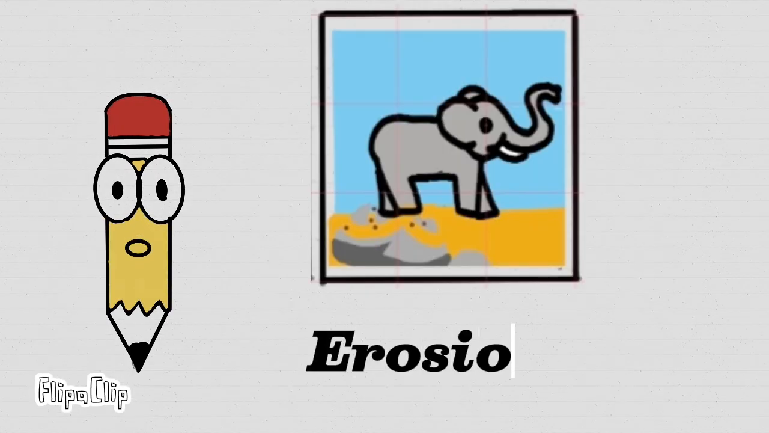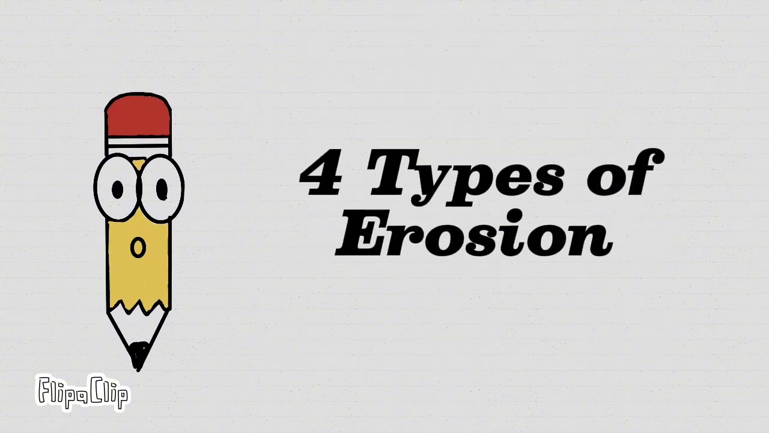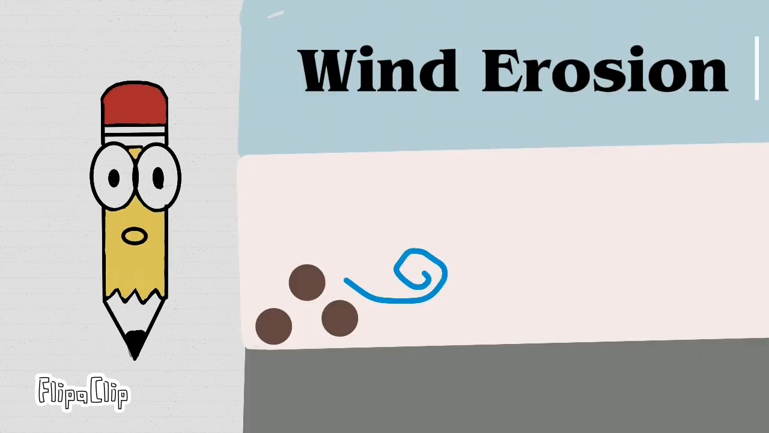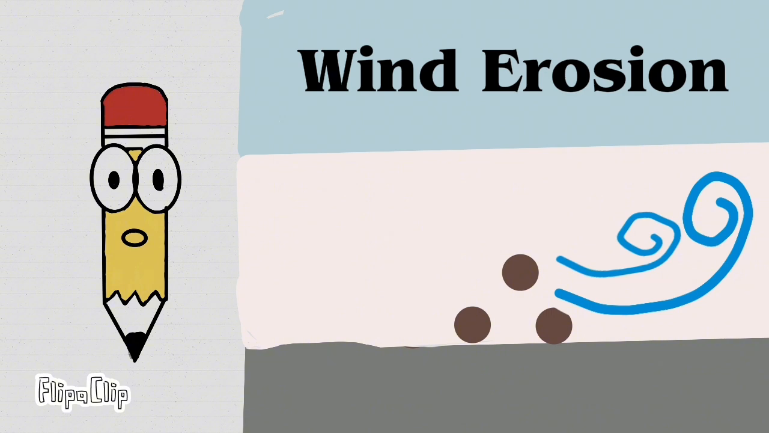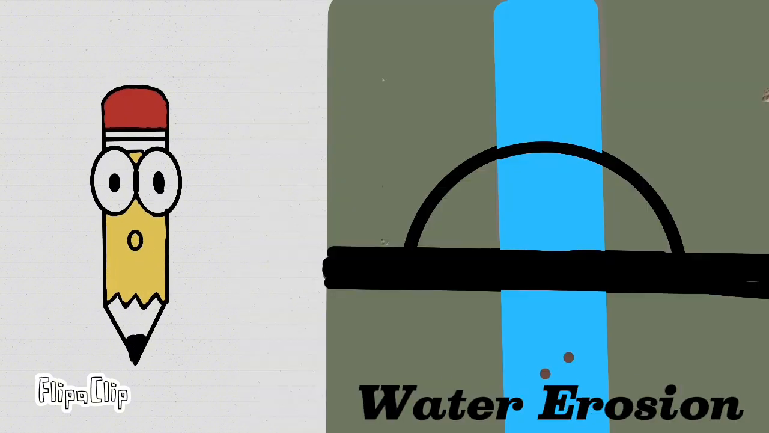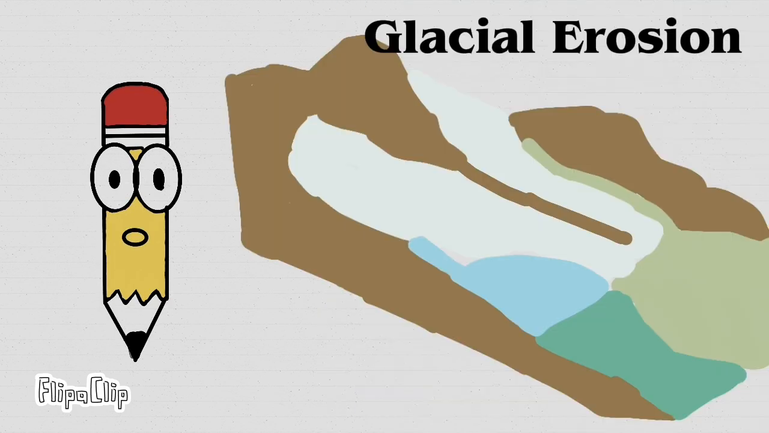Let's move on to erosion. Erosion is the simple transportation of sediments. There are 4 types of erosion. First, wind erosion happens when light materials, such as pebbles and sand, are carried away by wind-driven processes to different places. The second one is water erosion, a type of erosion where the water carries the sediment to the different parts of the bodies of water.